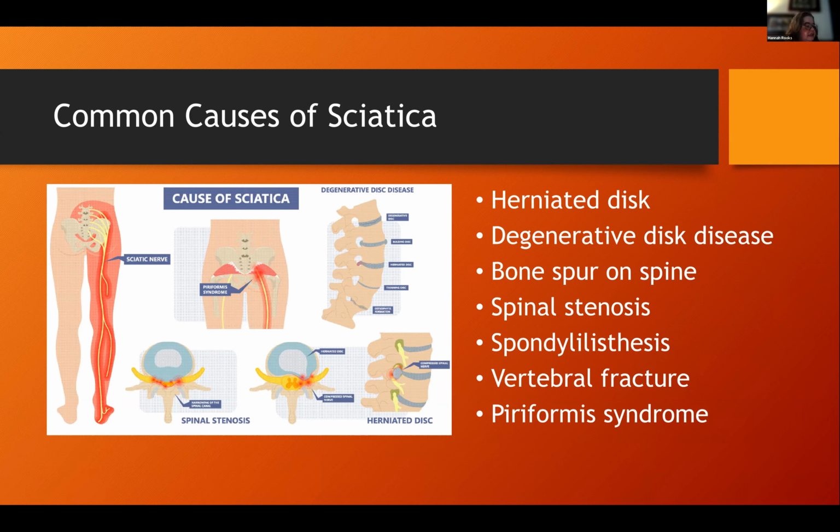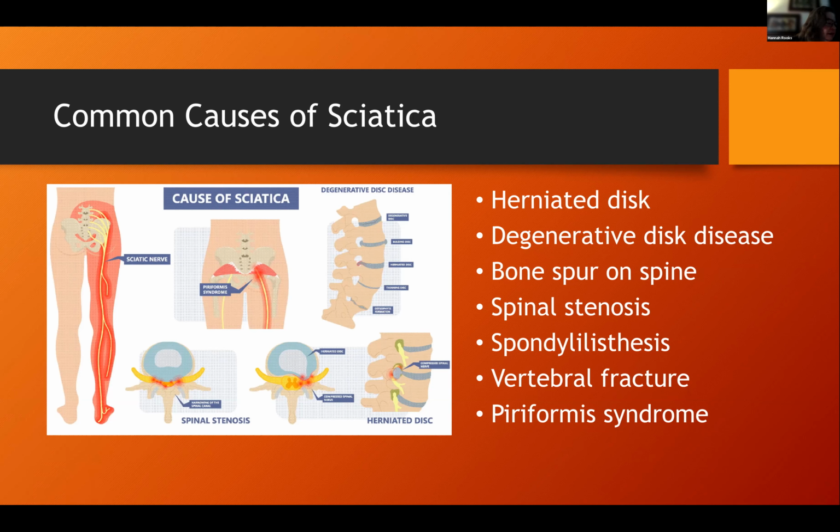Spinal stenosis is another common cause. It's a narrowing of the space that the spinal cord and sciatic nerve roots travel through, which can cause compression, and it may be caused by arthritis or aging. It puts pressure on the nerves that travel through the spine.